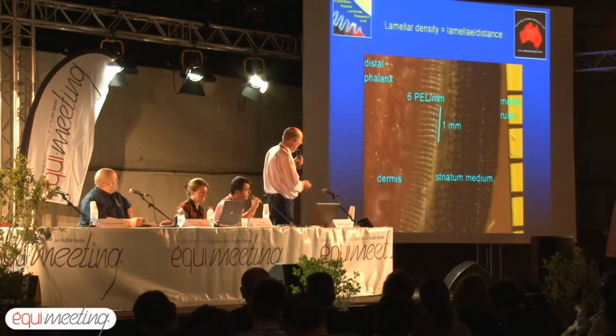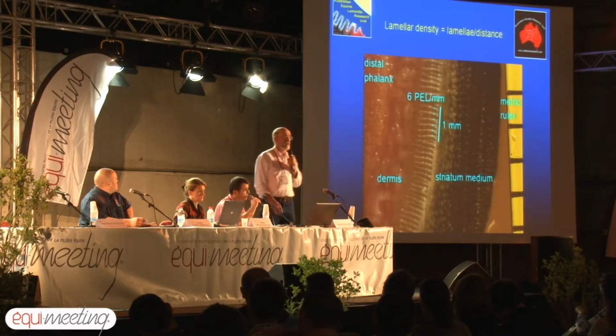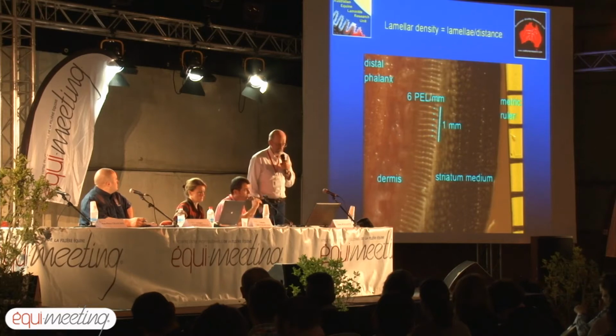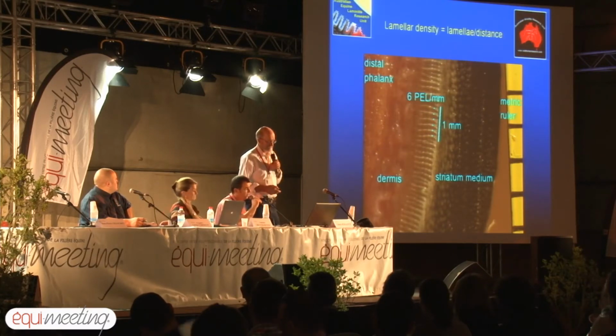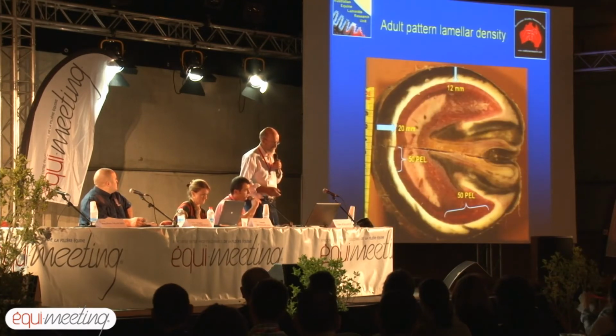So this is how we count lamellar density. You can do it with a good quality digital photograph. We have the scale on the right, 1 millimeter, and then count the number of lamellae and multiply, keep going, increase the distance, and then you can have a count of lamellae per distance, giving you density.